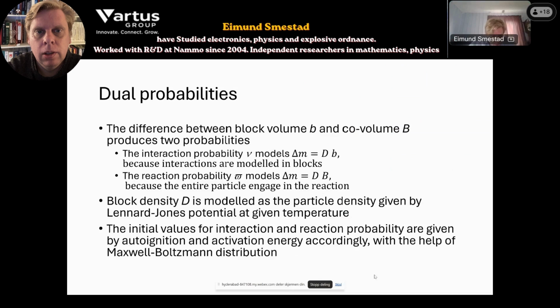Two probabilities. The difference in block volume and co-volume produces two probabilities. The first one is the interaction probability nu, which models mass change with block volume, because the interactions are modeled in blocks, as was shown in the previous slide. The second one is the reaction probability pi, which models mass change in co-volume, because the entire particle must engage in the reaction.